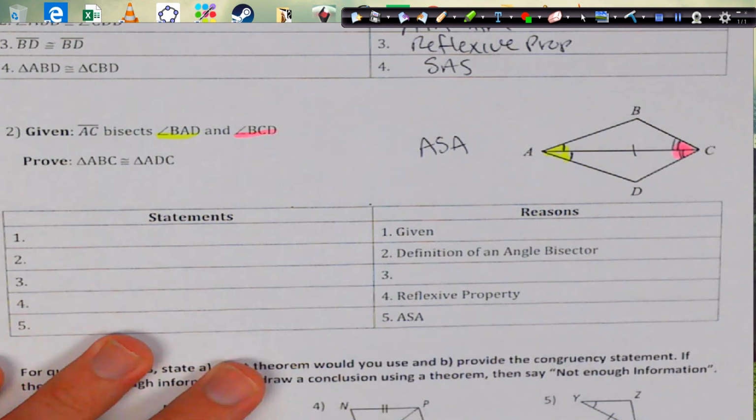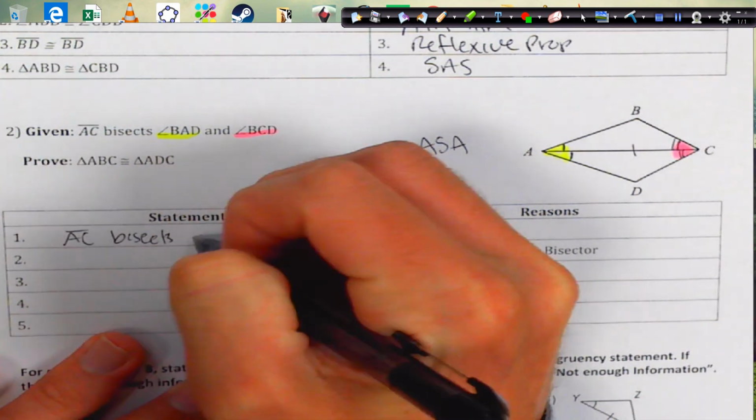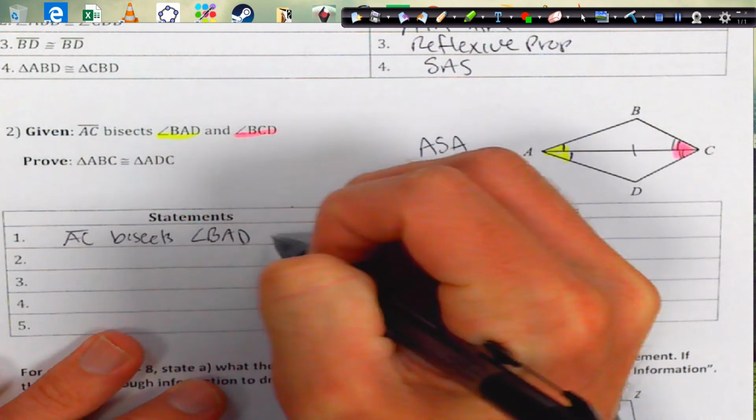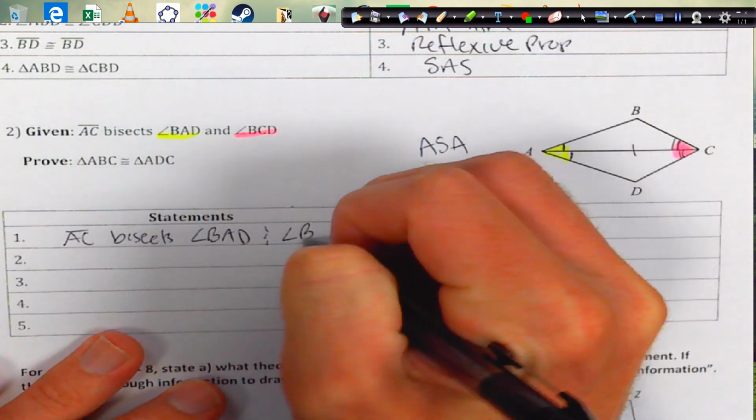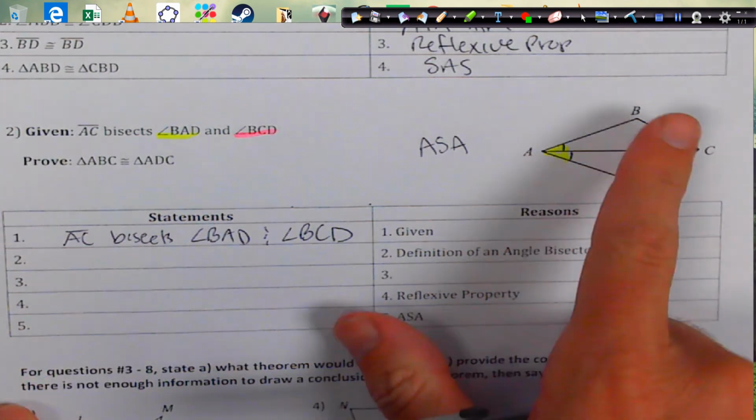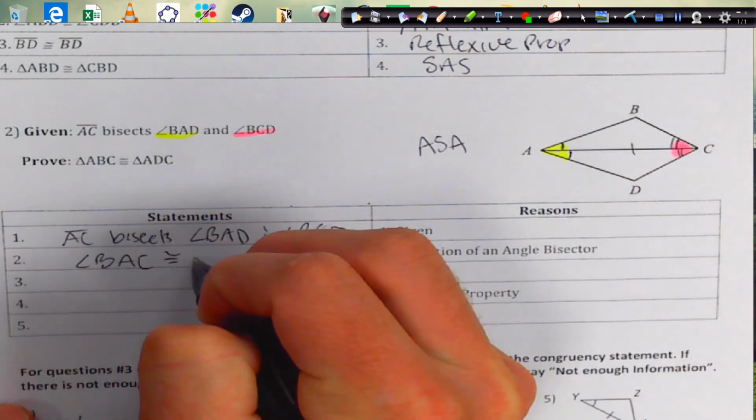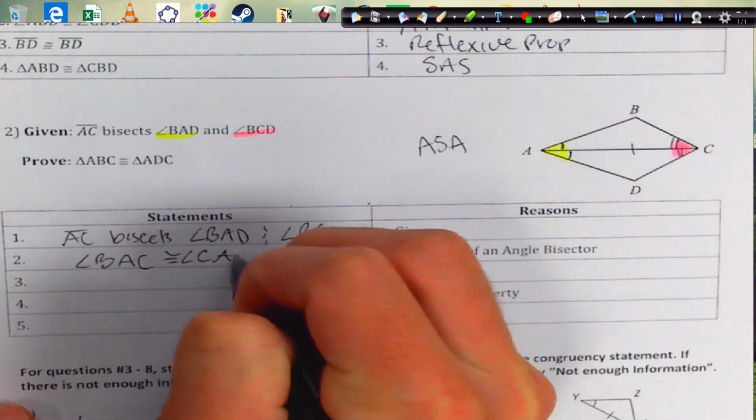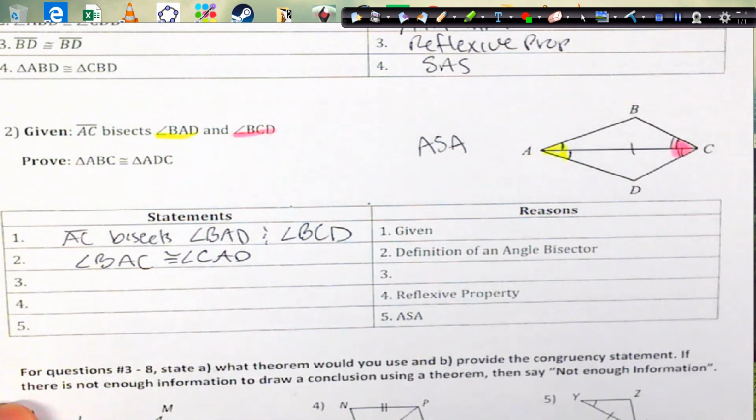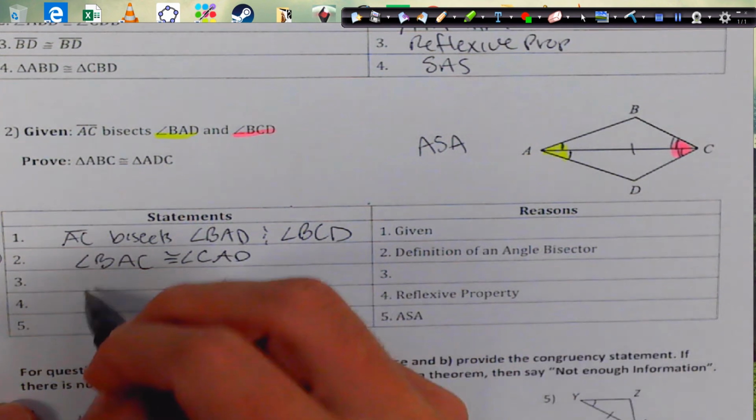So given is the AC bisects angle BAD and angle BCD. Definition of angle bisector. So we got to prove one of these angles. So I'm going to go BAC. So angle BAC is congruent to angle CAD. Definition of angle bisector. So that shows my one angle. This looks like reflexive property, so we're going to say that AC for AC, that one. So we're going to do the other side.